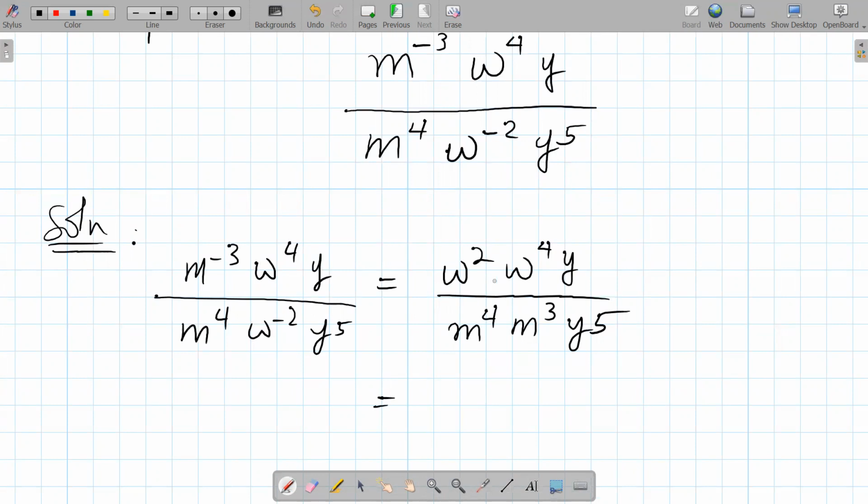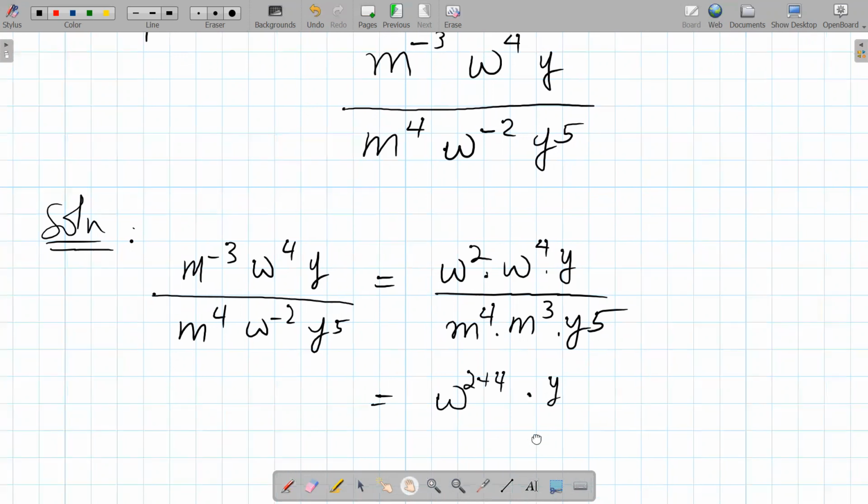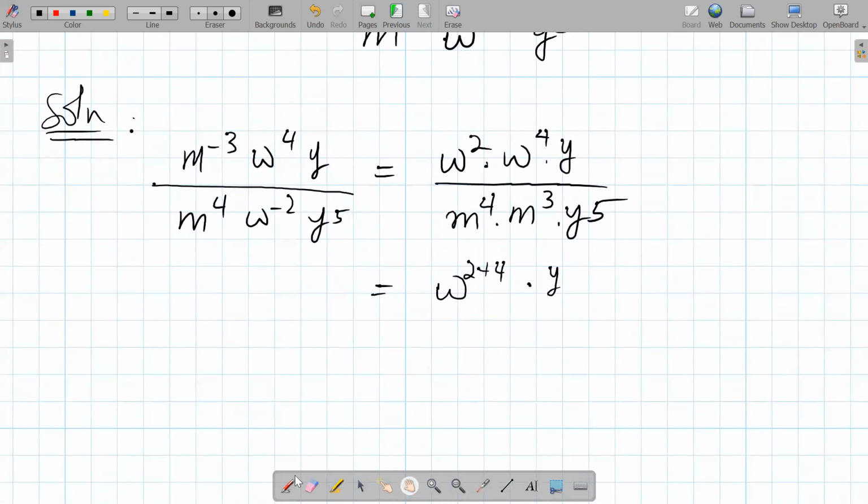From here, a couple of things that we can combine. If you look at the W's, these items are all multiplying. So if I look at the W's, I can use the product rule. They have the same base, W, and I can sum up what? The powers. So it's going to be W 2 plus 4 and times Y. Just doing this step by step so you get the understanding.